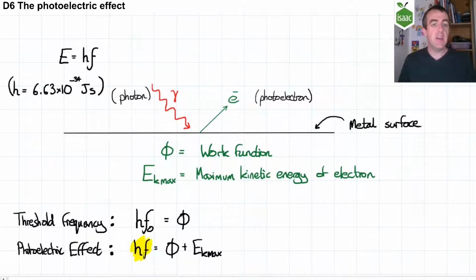The energy in is the energy of the photon, and the energy out is the work that has to be done against the work function, plus whatever is left, the spare change of the transaction, which is the kinetic energy of the photoelectron after it has been emitted.